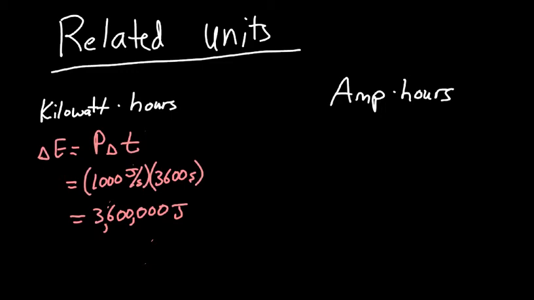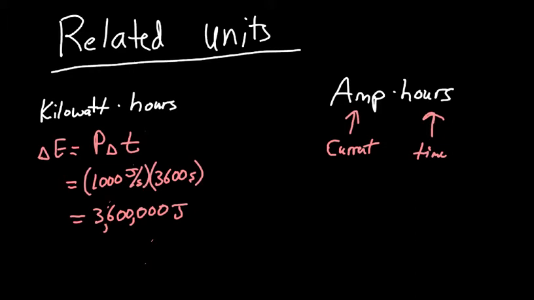Now our other unit that we should be aware of here is amp hours. Batteries are always rated in amp hours. If we look at the units on this one, amp is a measurement of current, and hours is a measurement of time. And we don't have an equation outright that relates current and time, except for the definition for current.